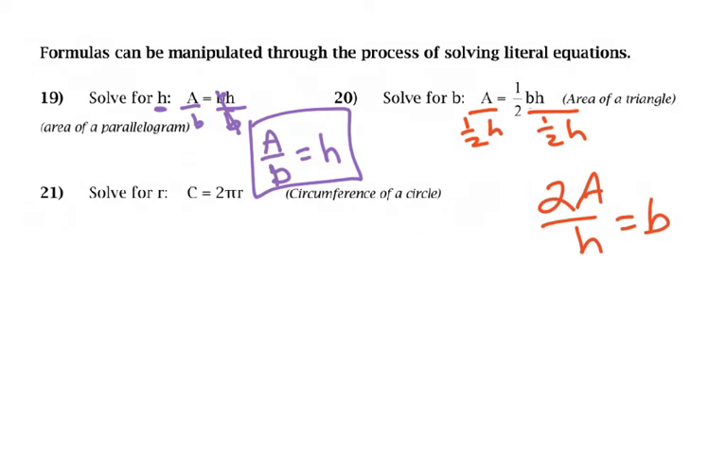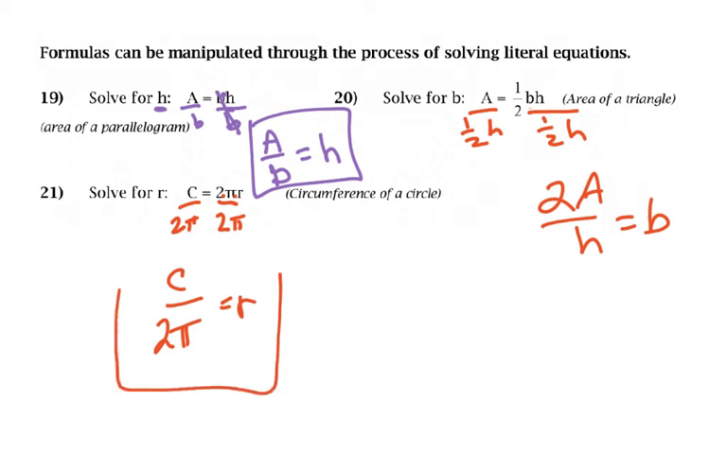And then 21 is the circumference of a circle. C is equal to 2 times pi times r. And I want you to solve it for r, so get rid of 2 times pi. I can just divide by 2 pi in one step. So c divided by 2 pi equals r. And that's it.